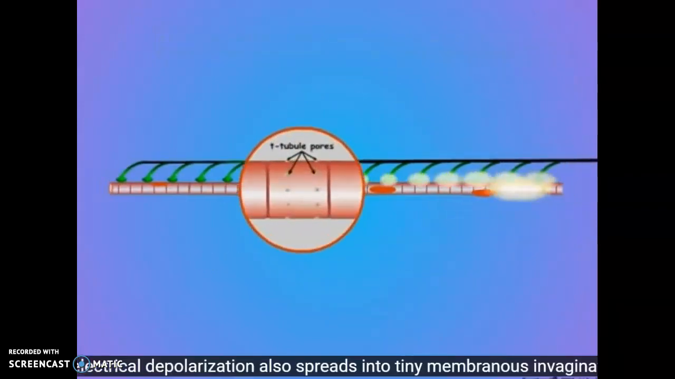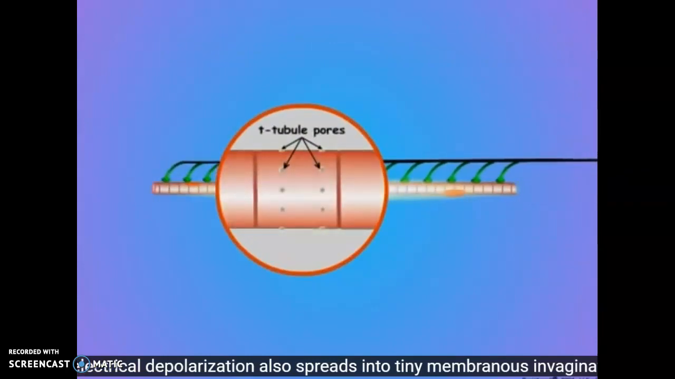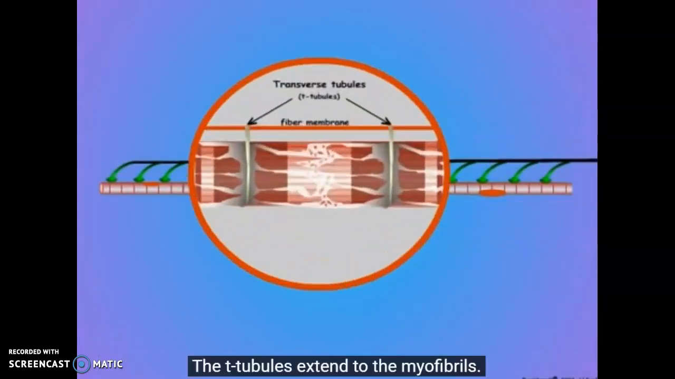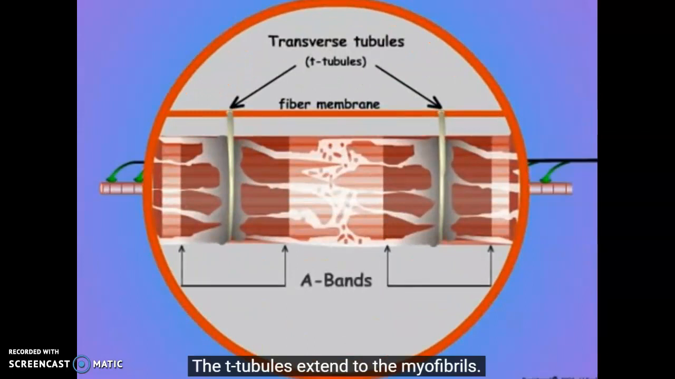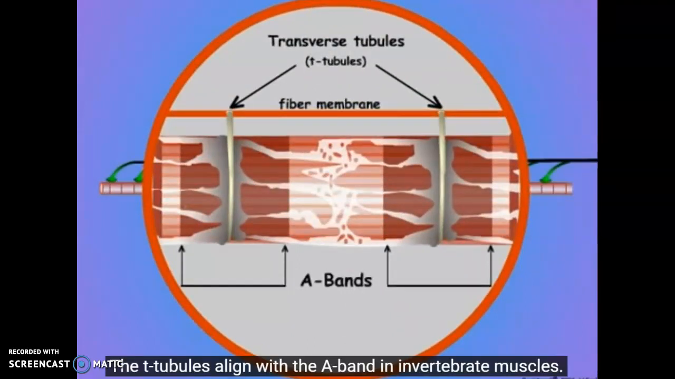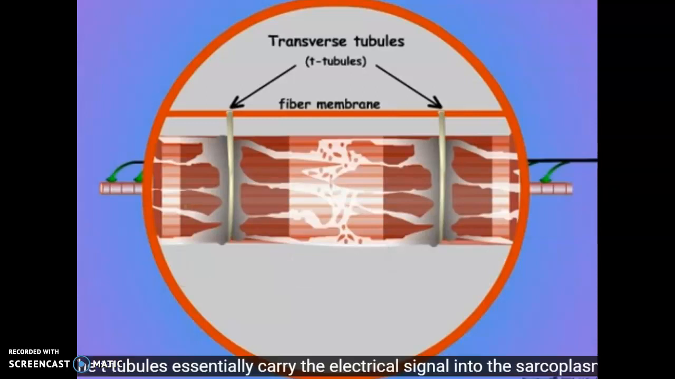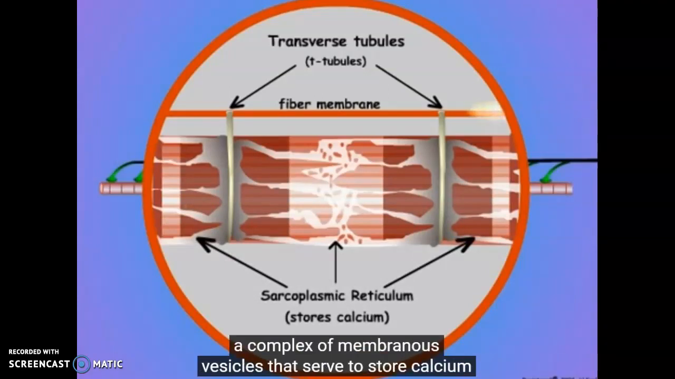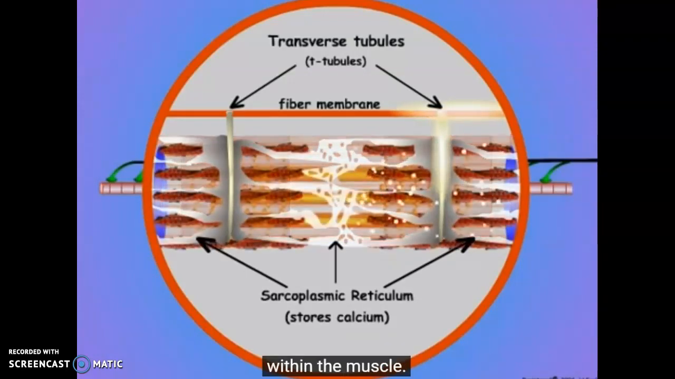The electrical depolarization also spreads into tiny membranous invaginations of the fiber membrane called transverse tubules, or T-tubules. The T-tubules extend to the myofibrils. So this does not apply to humans. The T-tubules align with the A-band in invertebrate muscles. The T-tubules essentially carry the electrical signal into the sarcoplasm and along the sarcoplasmic reticulum, a complex of membranous vesicles that serve to store calcium within the muscle.